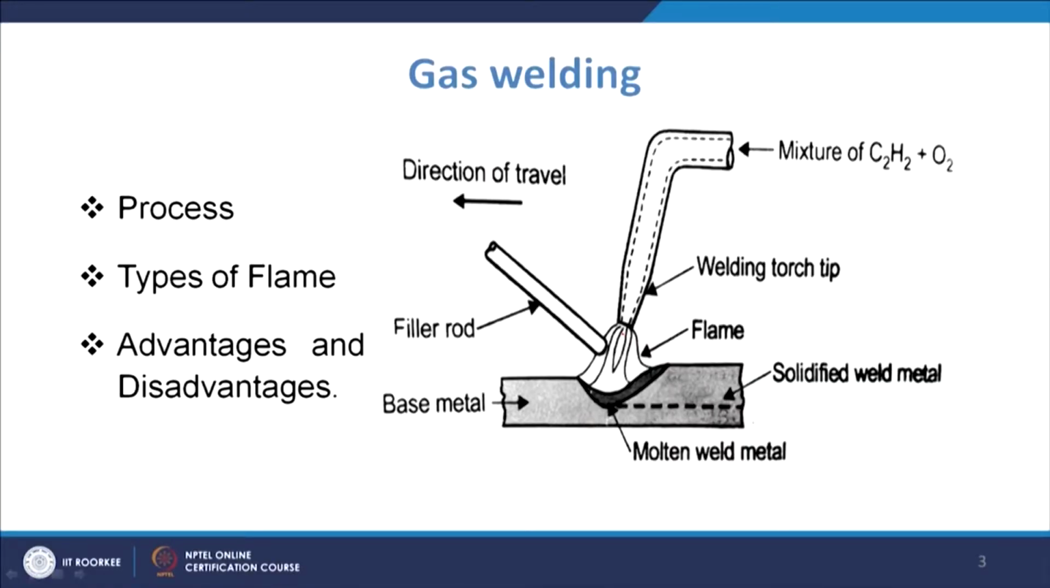Similarly, if you give a large amount of C2H2 or less O2, you will have a carburizing type of flame, because it will have a carburizing effect. And on the contrary, if the mixture is such that O2 is more than C2H2, you will get an oxidizing flame.